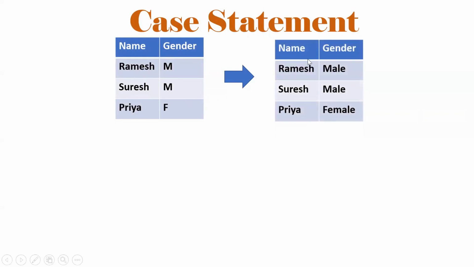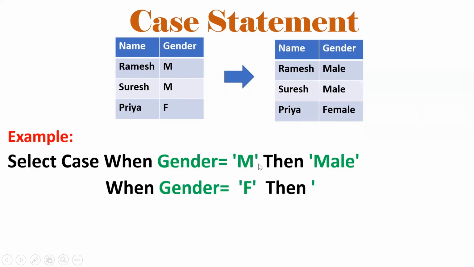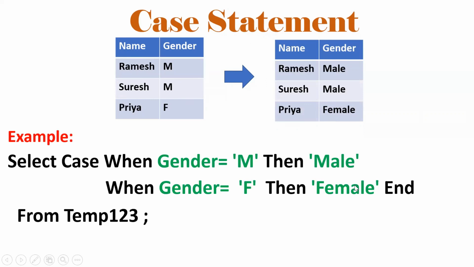So the condition is that something is there in the database, but I want to display it to the user in a different fashion. Then you should go for a conditional statement, that is in fact the CASE statement. Simple example: CASE WHEN gender equal to M, I want to display male. Similarly, when gender equal to F, then female. Hope this is clear. From the table, in the database something is there, but I want to display it to the user in a different fashion, so we should go for this conditional statement.